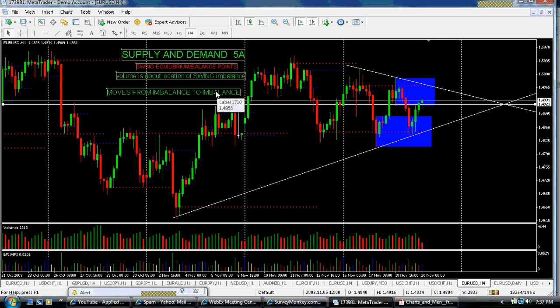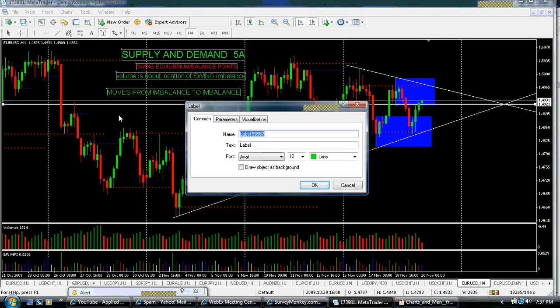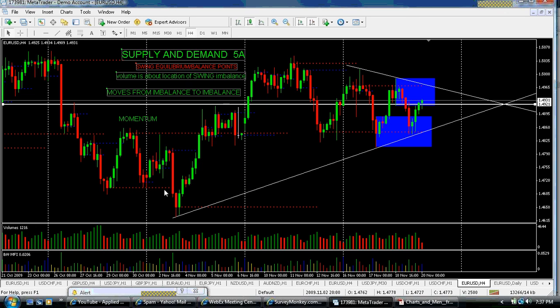Because it's like everything else in nature. The market is seeking balance. And once it finds balance, the only thing that's going to make it move is imbalance. And once the imbalance begins, it creates momentum.